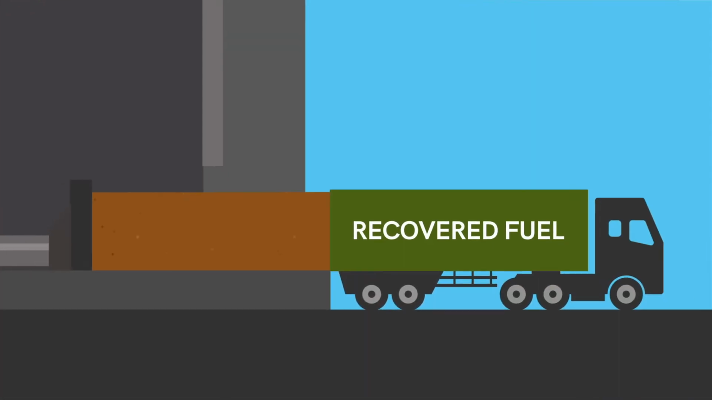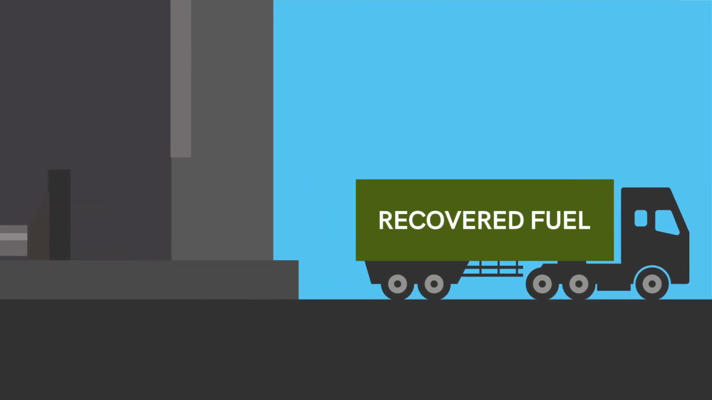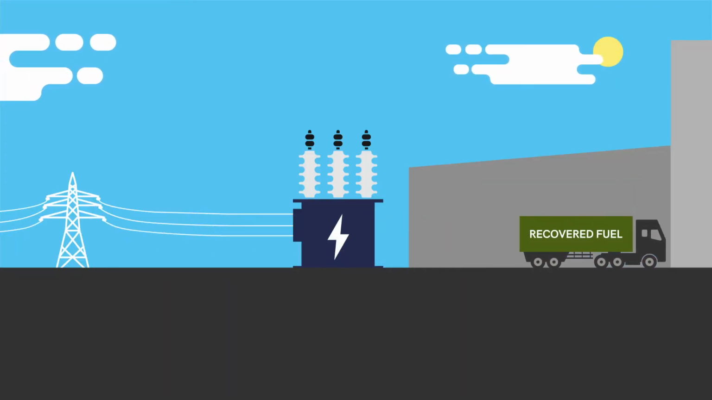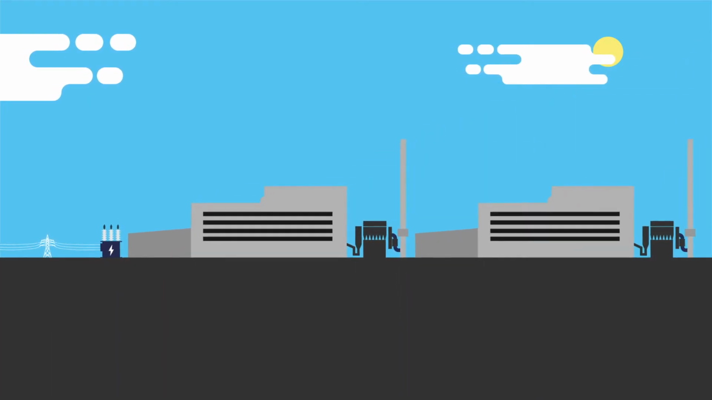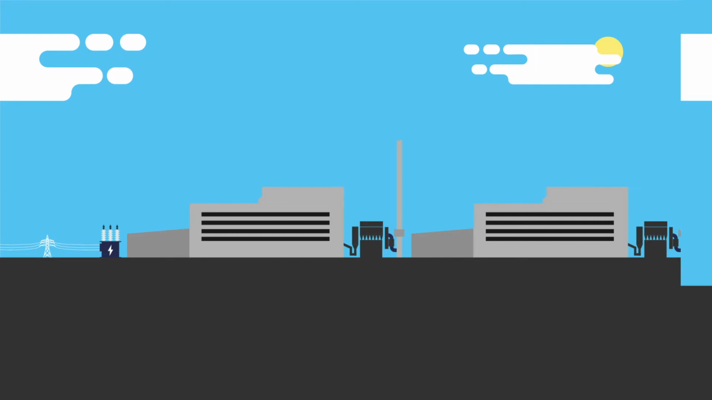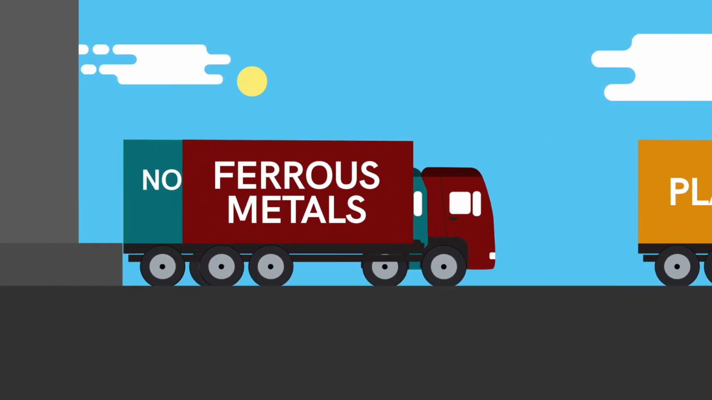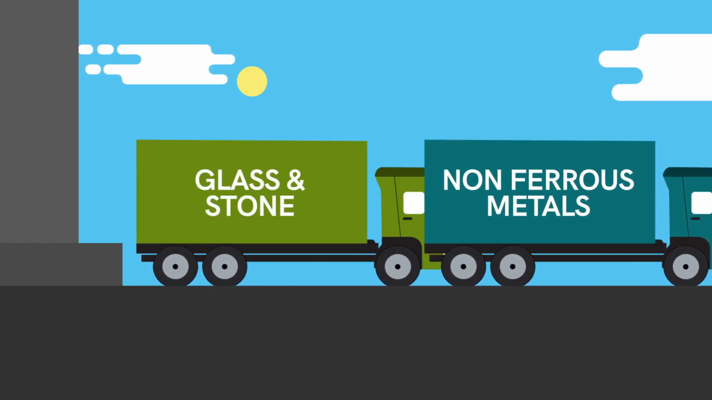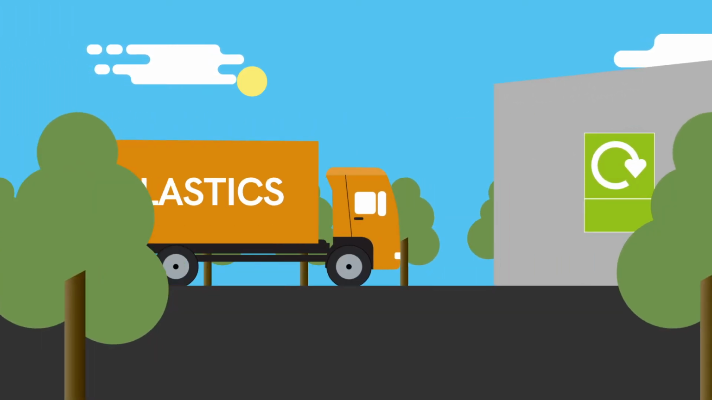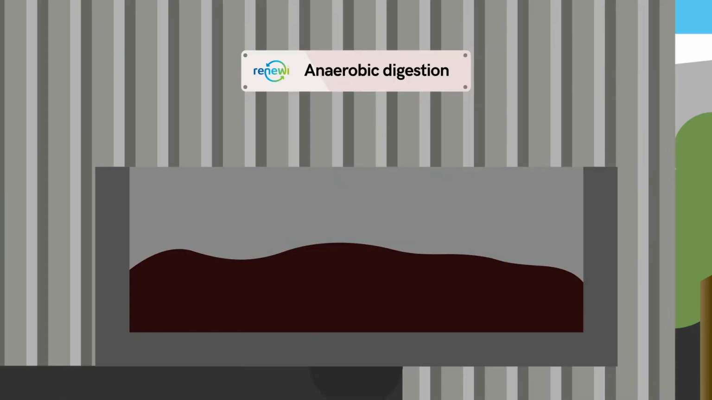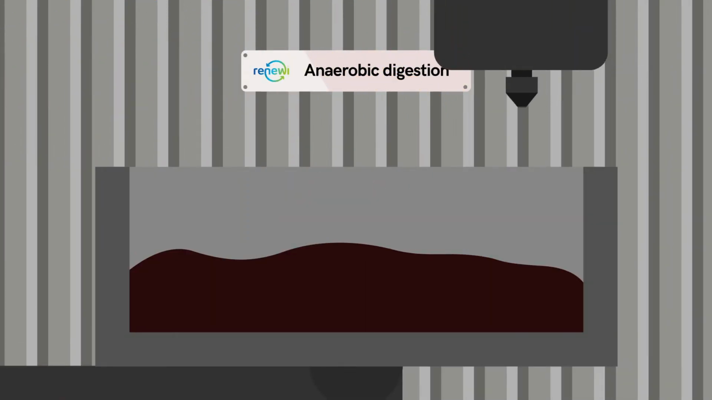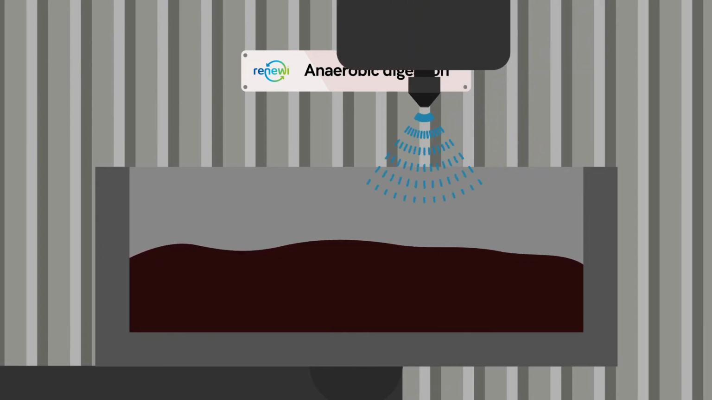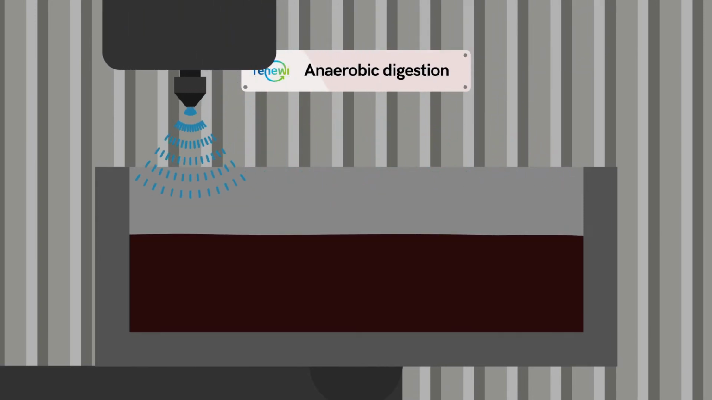24 tonnes at a time is loaded into articulated lorries and taken to a multi-fuel electricity generation facility in West Yorkshire, where it is used to create low-carbon electricity. The plastics, ferrous metals, non-ferrous metals and glass and stone that have been separated are each sent to specialist recycling companies for further processing. The municipal solid waste fines and the liquid extracted during drying are taken from the MBT to the dry anaerobic digestion facility on the same site.